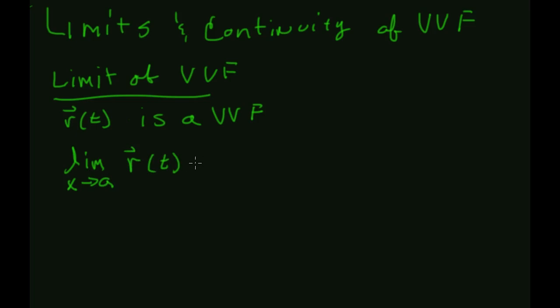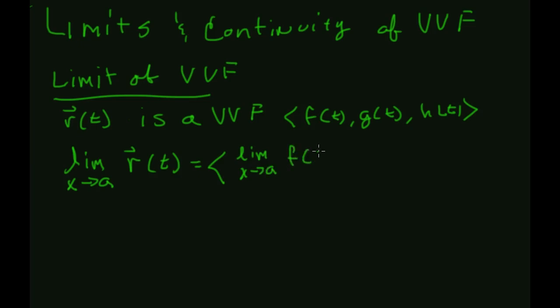Well, we're going to assume that this function contains f of t, g of t, h of t, and we just do it component-wise. So this is going to be the limit as x approaches a of f of t, and the limit as x approaches a of g of t, and the limit as x approaches a of h of t. And this simple component-wise definition, in fact, actually just does everything that we need it to do, so this is the one that we go with.